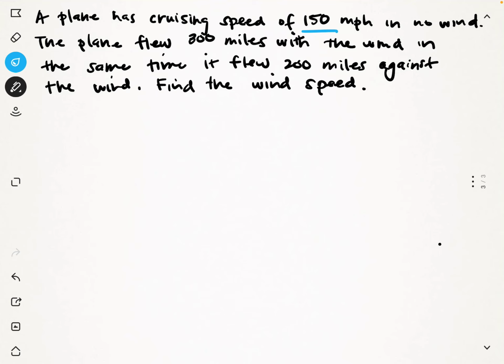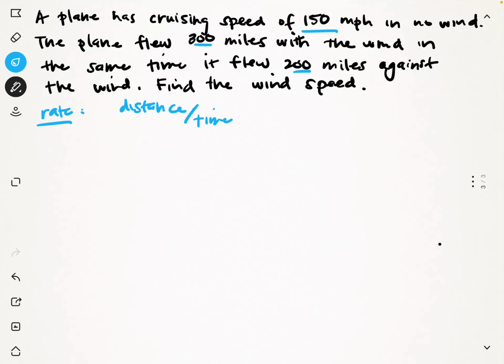Find the wind speed. Okay, so again, we want to do the rate, right? So for our rate, it's going to be the distance over time.